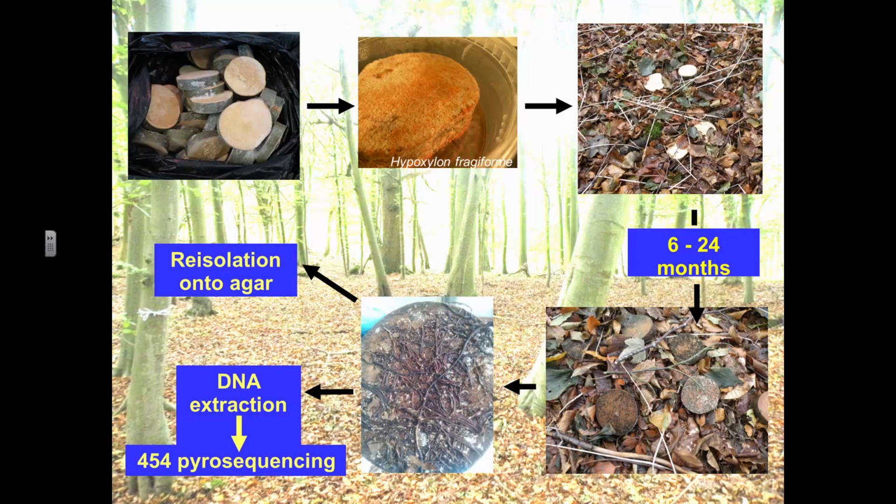So we took discs of wood, colonized them with a single fungus, well, 9 single fungi. It happened to be Hypoxylon fragiforme in this case. We put all these blocks colonized singly by different fungi out in the wood and collected them after 6, 12, 18, 24 months. We found nearly all of them. I do emphasize nearly all of them because there were lots of Hypholoma discs that we didn't find.